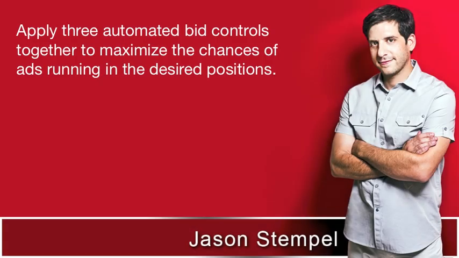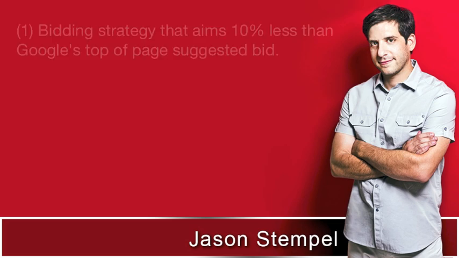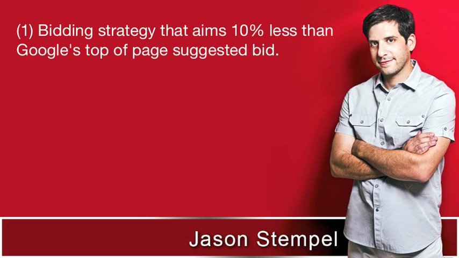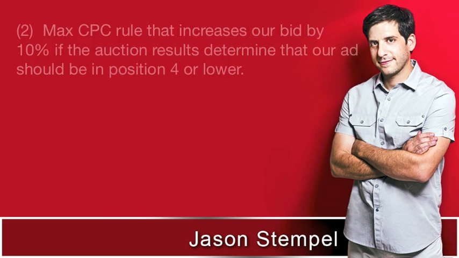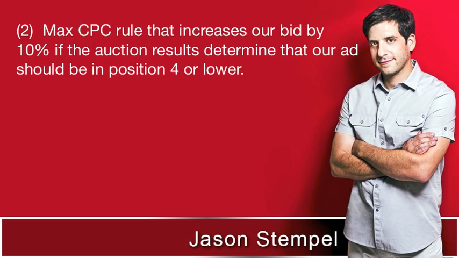In conclusion, you've learned how to set up 3 automated bid controls that, when applied together, maximize the chances for your client's ads to run exactly in the positions you want. First, we have a bidding strategy that will raise our bids using a reasonable top-of-page estimate by aiming 10% less than Google's top-of-page suggestion. Second, we created a max CPC rule that behaves as one bookend, ensuring that our ads are always above position 4.